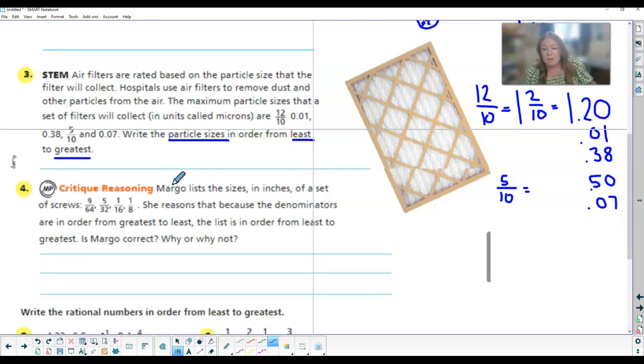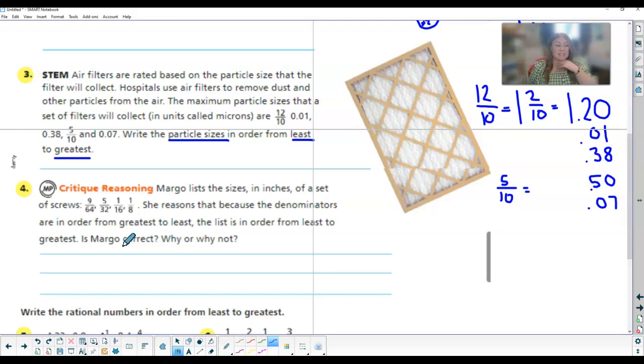Number 4, Margot lists the sizes in inches of a set of screws. So we have all of these here. She reasons that because the denominators are in order from greatest to least, right? 64, 32, 16, 8, that this list must be in order from least to greatest. Is she correct? Why or why not?